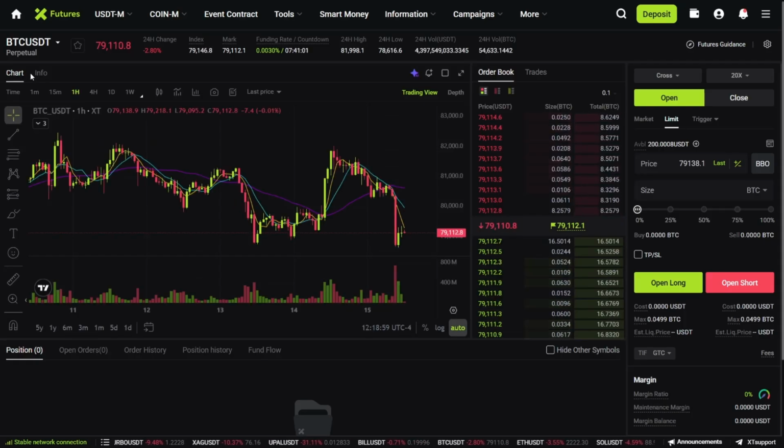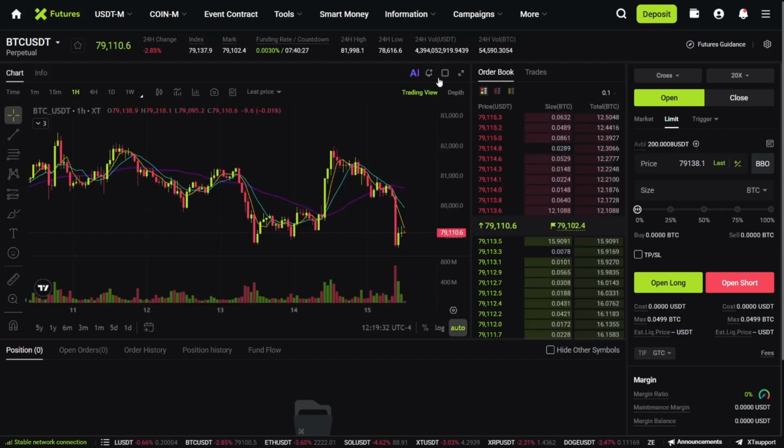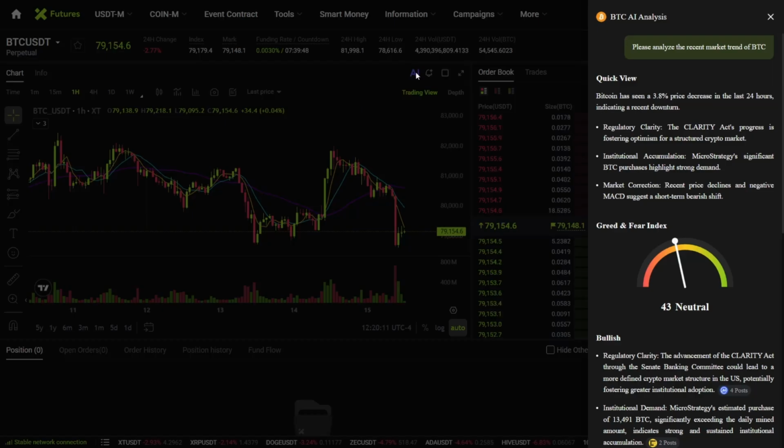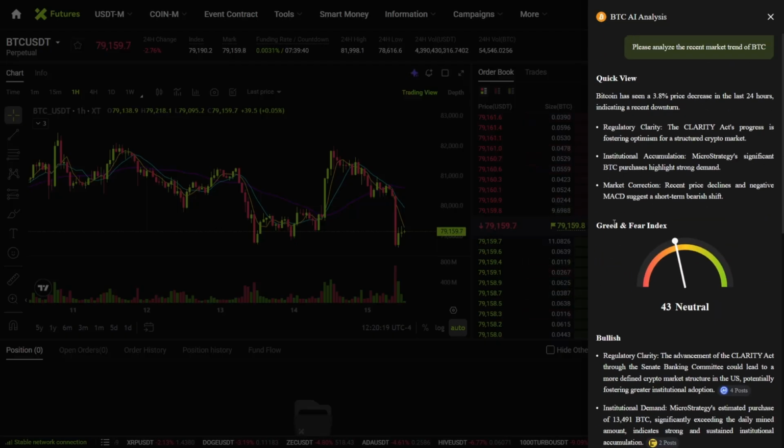Right beside the chart, we have the Info tab. This section gives you more information about the assets you're trading, like basic details, market data, and other important stats. It can be useful if you want a quick overview of the token before placing a trade. Lastly, on the top right, beside the Notification tab, we have the AI tab. This will give you an AI-style market analysis for the token, including things like recent price movement, bullish or bearish factors, and overall market sentiment.